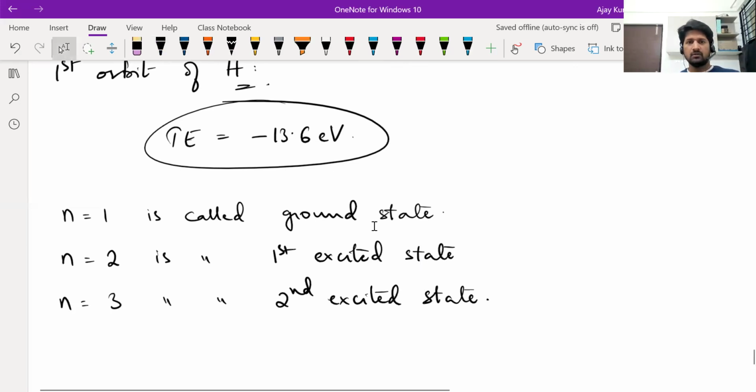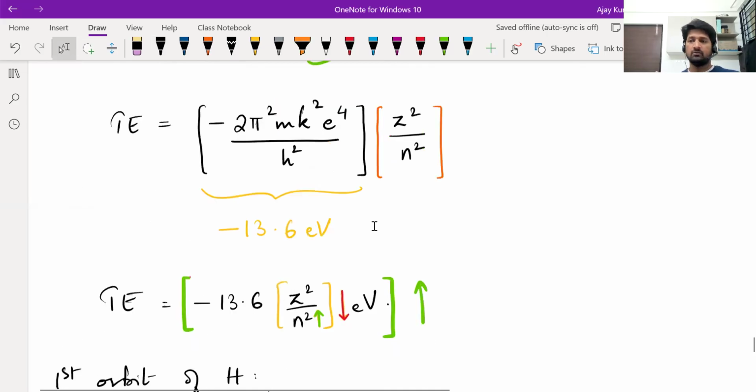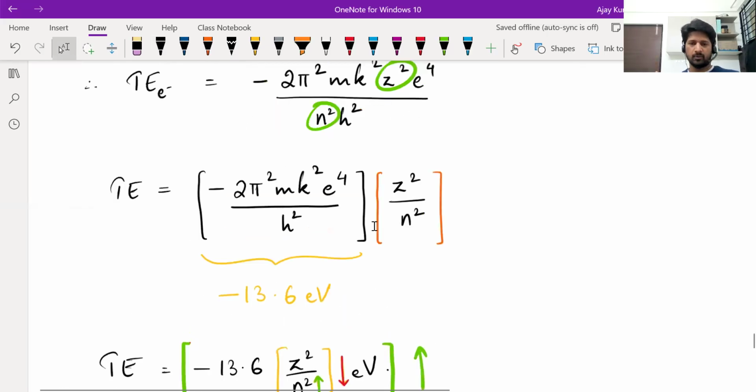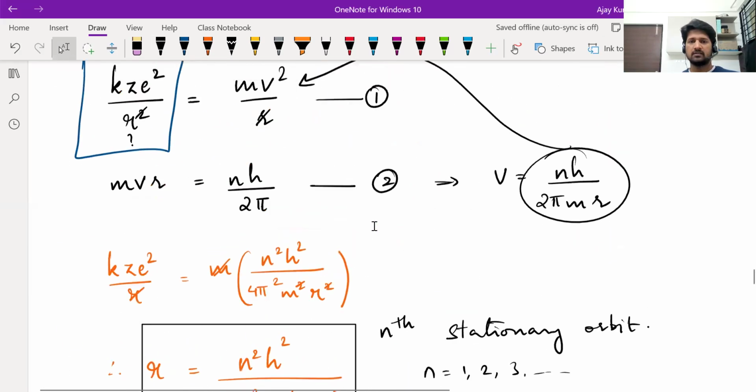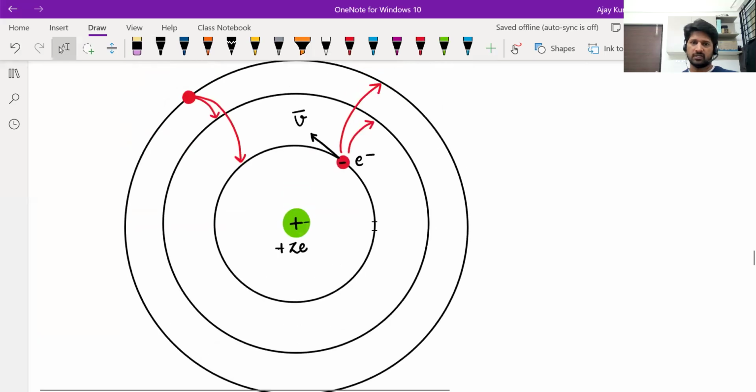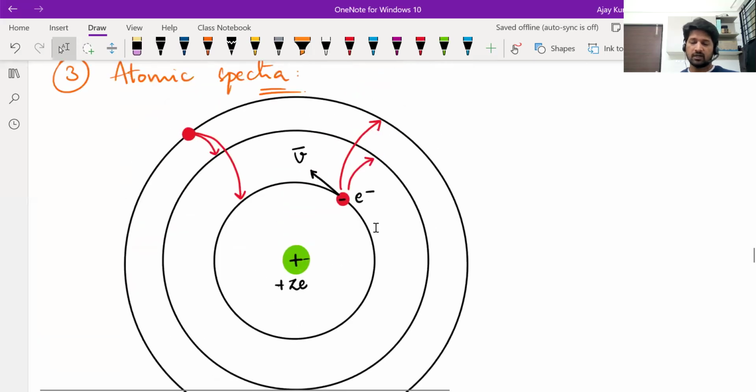So now we have a proper value for the energy of electron in any orbit. And if you know the energy of electron in any orbit, you can tell how much energy it gains or loses when it jumps from one orbit to another orbit. Okay. For an electron to go to higher orbits, it should gain energy.